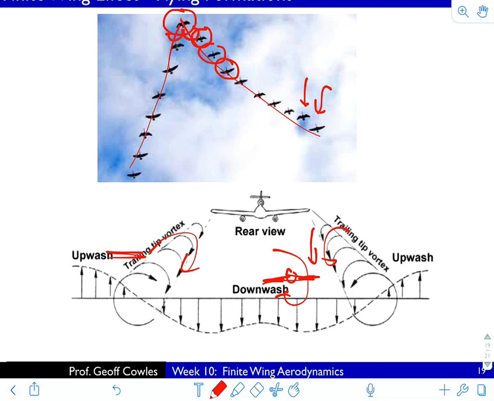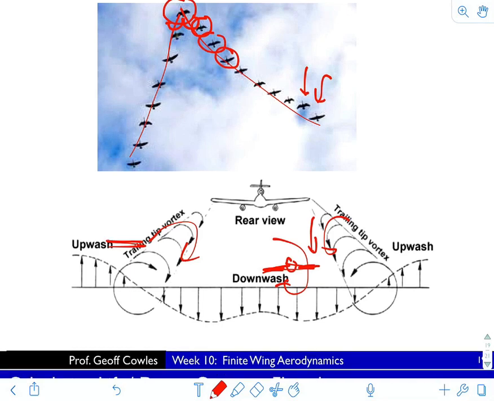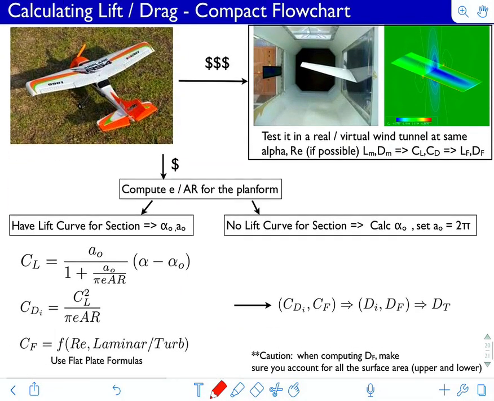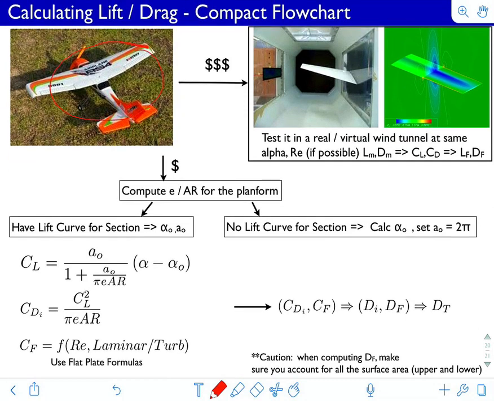That's why there are rules at airports about how close you can land planes together in order to avoid those kinds of engagements. So just a compact flow chart. You have a plane, ideally you have money, you go in the wind tunnel, you test the real 3D thing, and you kind of see what's going on.